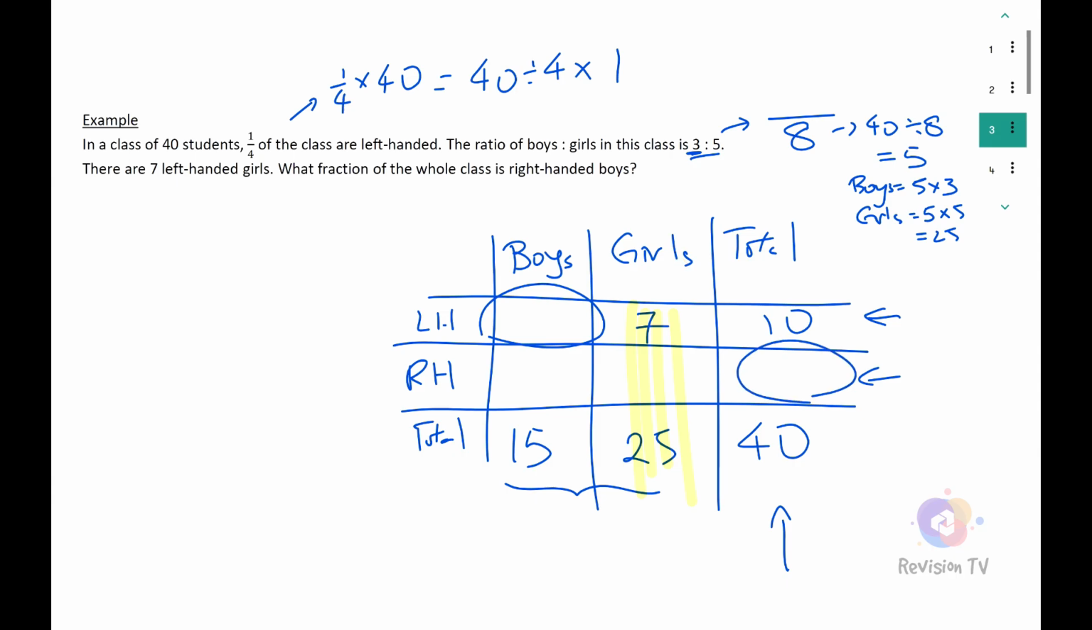Let's start with the total. 10 plus something gives us 40. This number must be 30. Right? Next one, the girls column, the middle one. 7 plus something is a total of 25. So the answer must be 18.